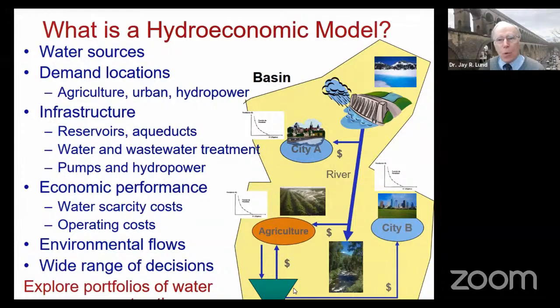In managing this system, we have a wide range of decisions. We have water demand decisions, water conservation decisions on the demand side. We have water operations decisions: how much water to store in reservoirs or aquifers, how much water to divert and allocate among the different uses, how much to pump versus how much to release, how much to store. And so the hydroeconomic model really helps us explore the portfolio, the very wide portfolio quite often, of water management actions. So we often have thousands of different decisions that we're trying to coordinate with these models.